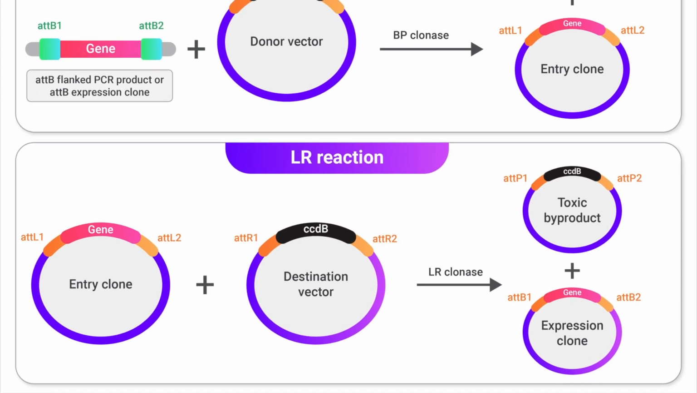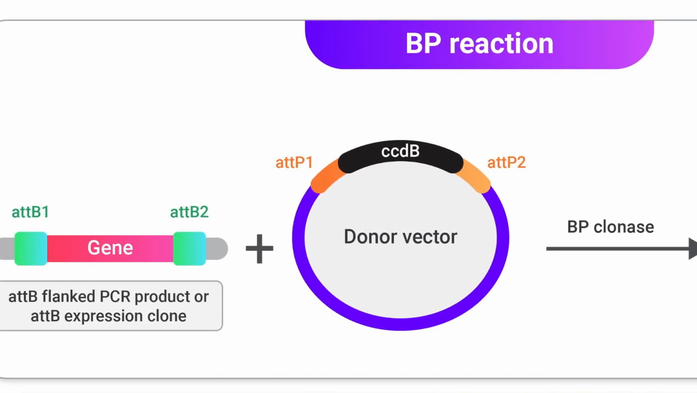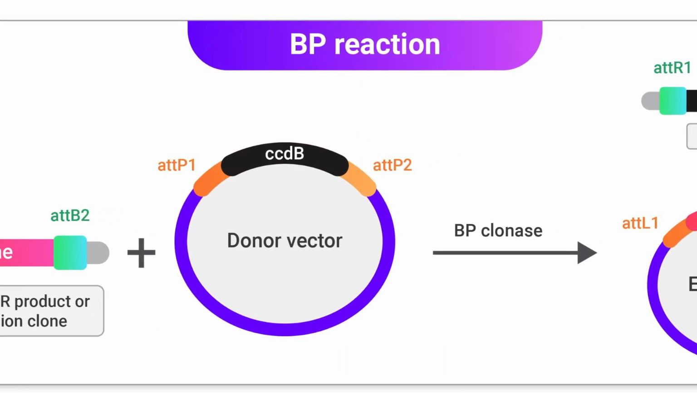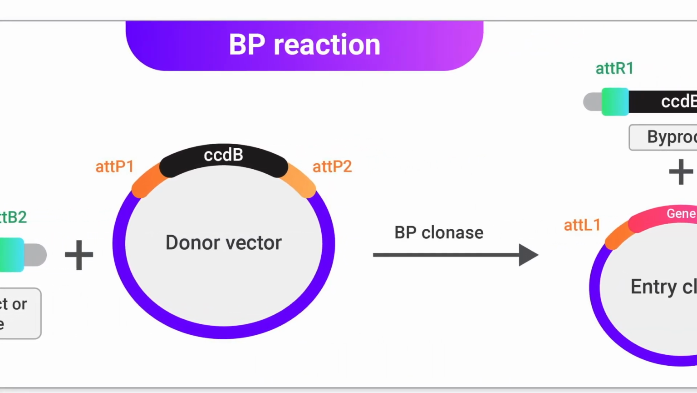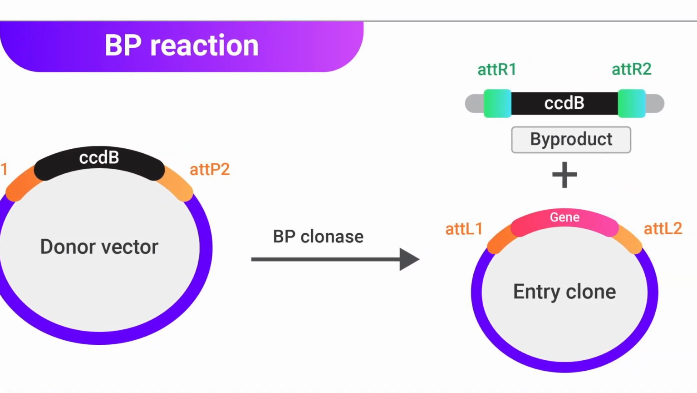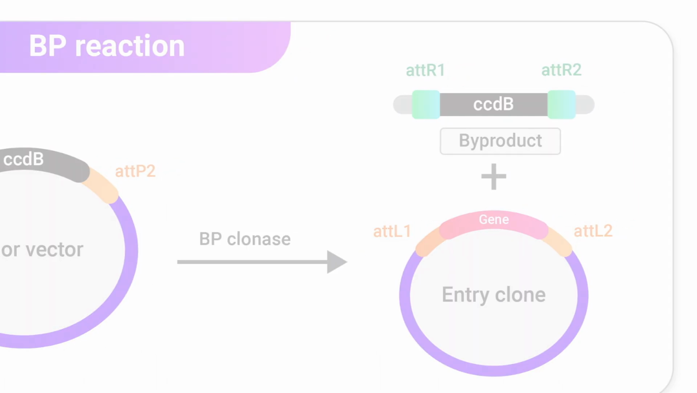The BP reaction takes place between a vector containing the insert of interest flanked by @B sites and a donor vector containing @P sites. Recombination between the @B sites and the @P sites produces an entry clone containing the insert of interest flanked by @L sites.